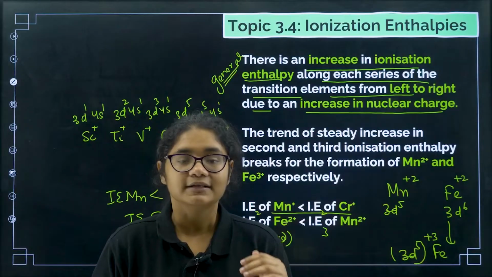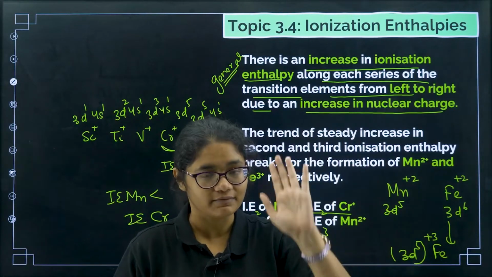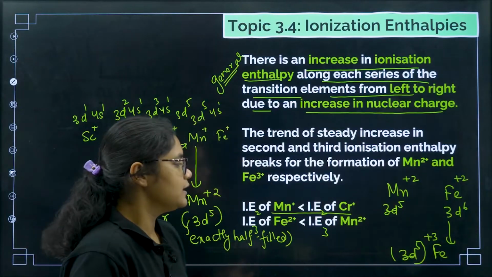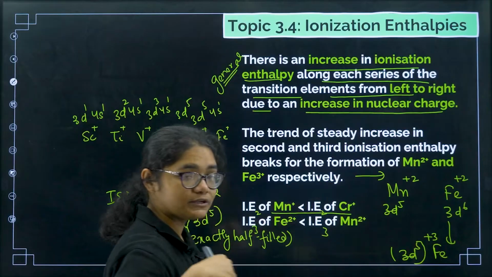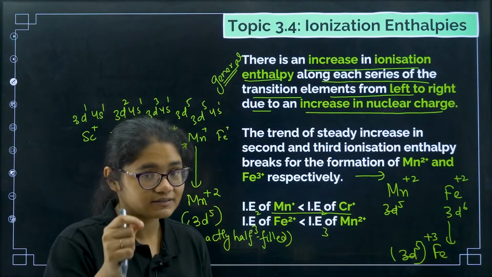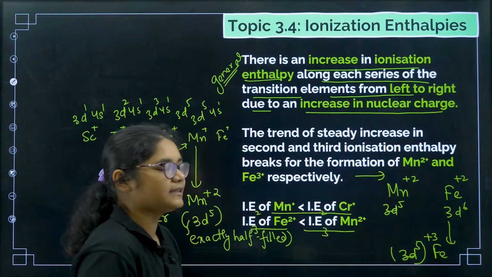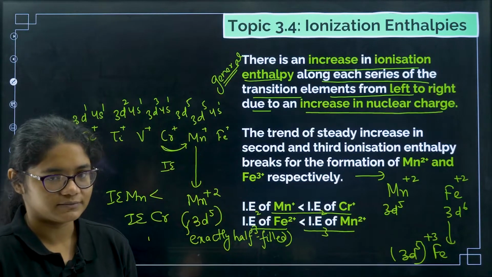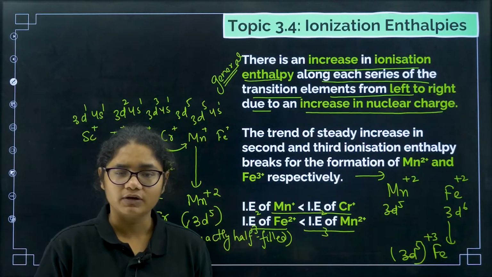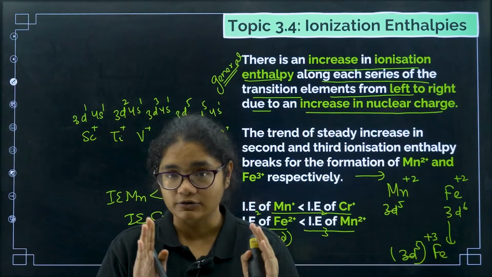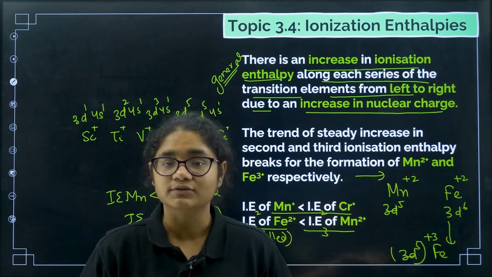So in this way the ionization enthalpy of iron will again drop. Along the period, the ionization enthalpy of Fe2+ should be more than manganese, but due to this electronic configuration, the ionization enthalpy of Fe2+ is less than the ionization enthalpy of Mn2+. So these are two exceptions I am telling you. Remember the electronic configurations. If you remember the electronic configuration, then you can easily explain all these concepts.